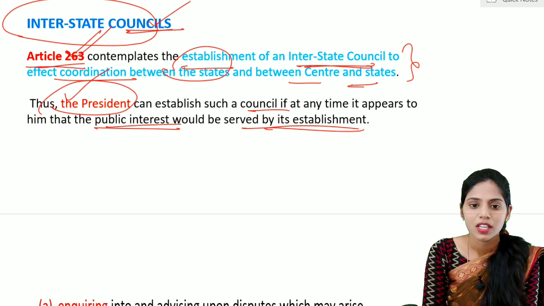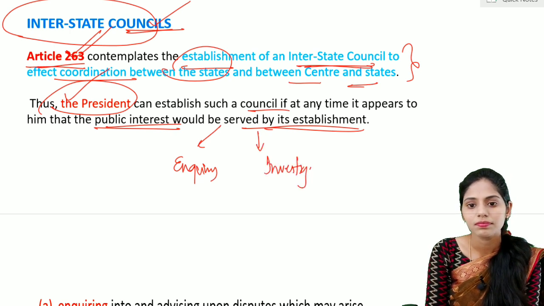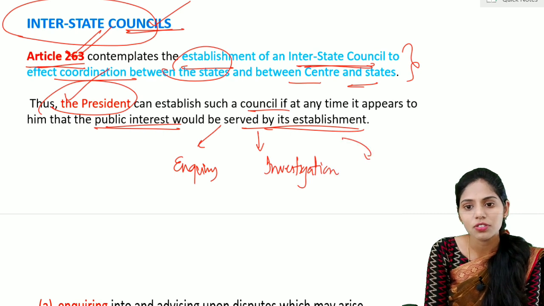So what are the functions of this Interstate Council? There are mainly three. The first one is inquiry, the second one is investigation, and the third one is recommendation.